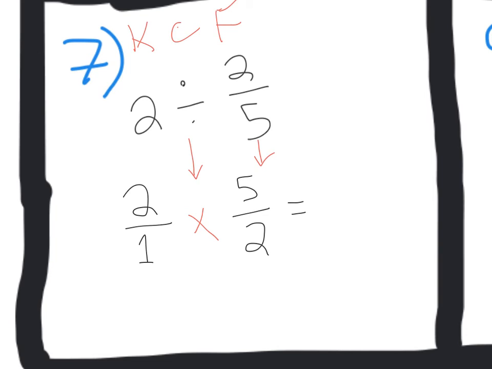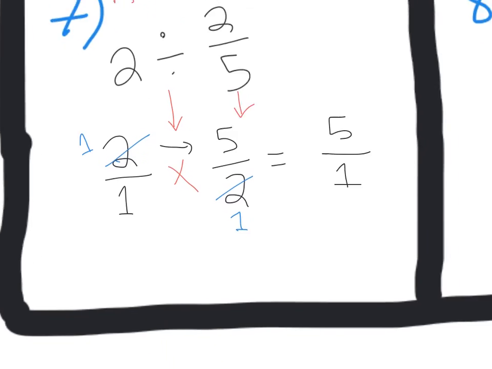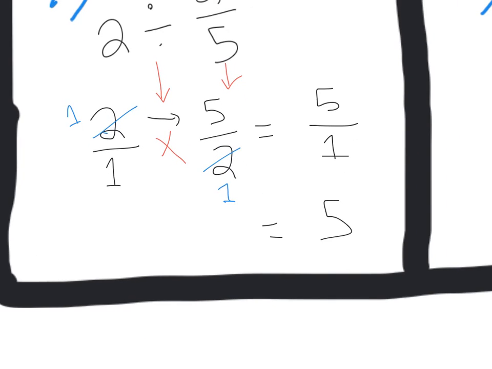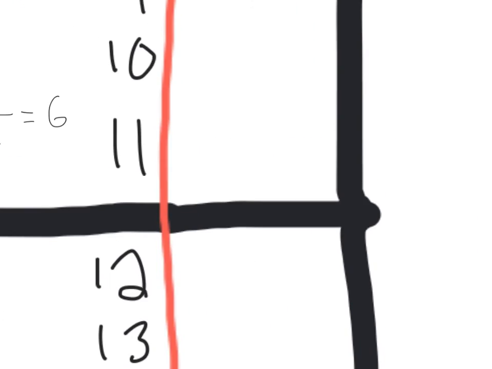Alright. See if we can cross cancel, and this time we actually can. The 2 and the 2 can cross cancel. We can simplify these numbers and make the multiplication easier. 2 goes into itself 1 time, and 2 goes into itself 1 time. Now that's really easy to multiply. Straight across the top and bottom. 1 times 5 is 5, and 1 times 1 is 1. 5 divided by 1 is equal to 5. So there's your answer. You can go ahead and write that in your answer column.